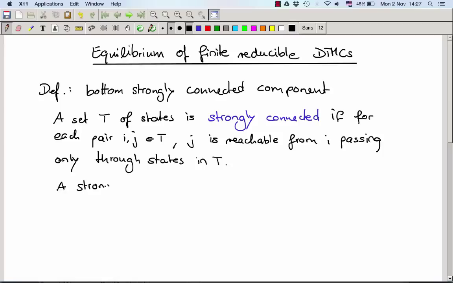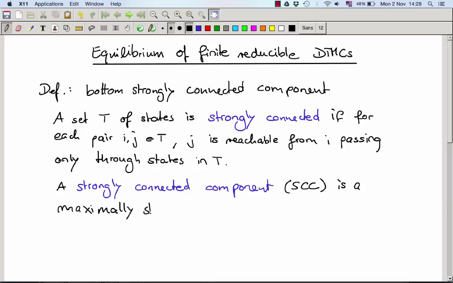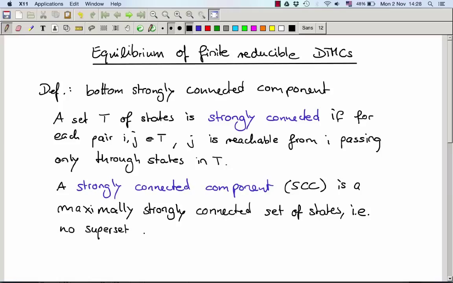And now a strongly connected component, let's make this blue, called SCC, is a maximally strongly connected set of states. So what does this mean? There is no superset of it that is also strongly connected. No proper superset of it is also strongly connected.